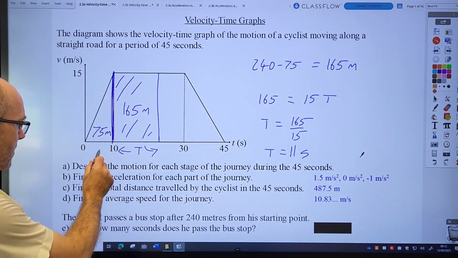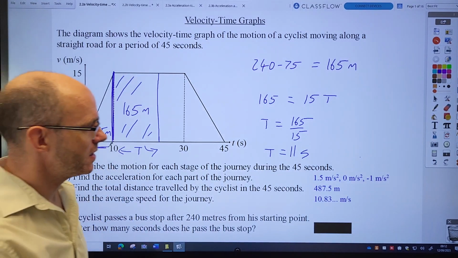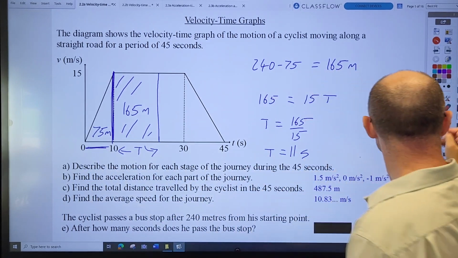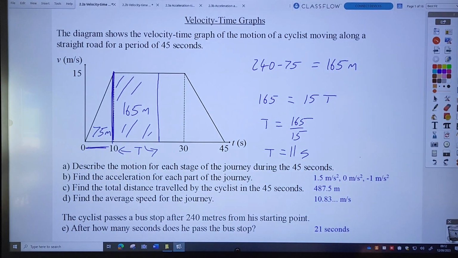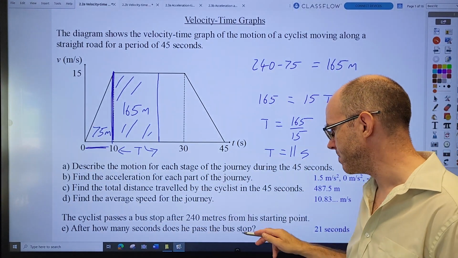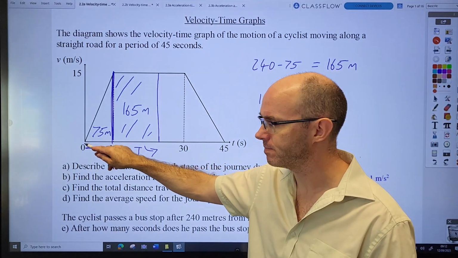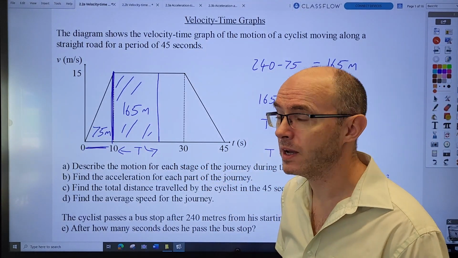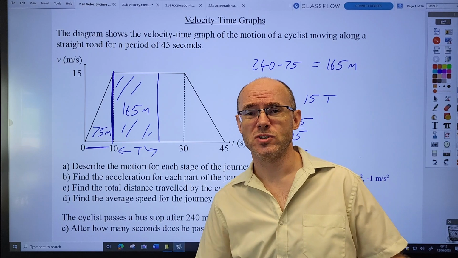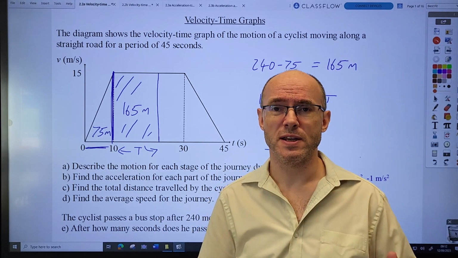So altogether, including the 10, you've got 10 plus 11, that's going to be 21 seconds. So after how many seconds do you pass the bus stop? 21 seconds after the starting point. And that is a lovely summary actually of velocity time graphs and how they work.